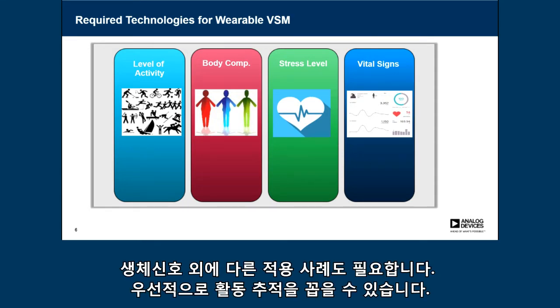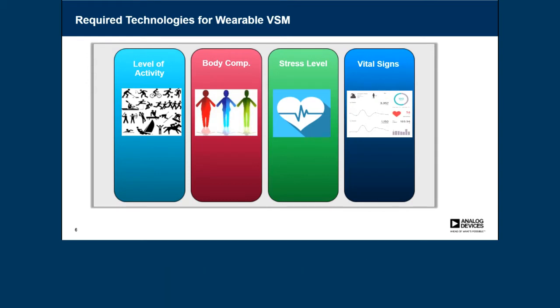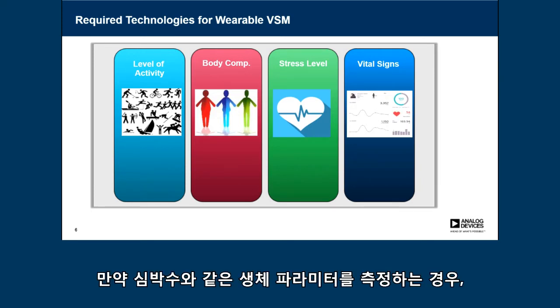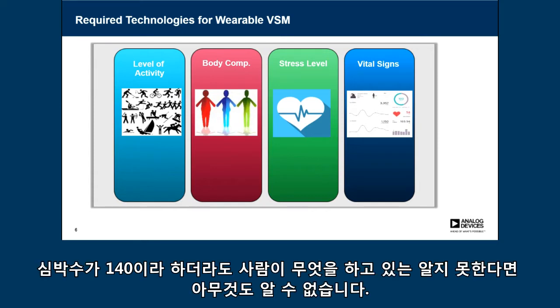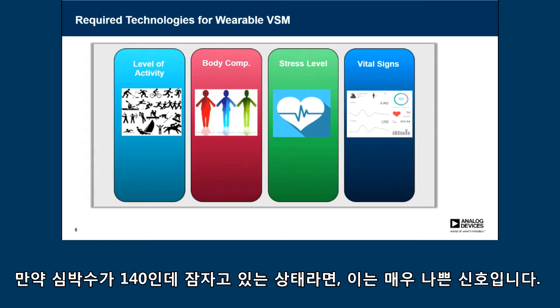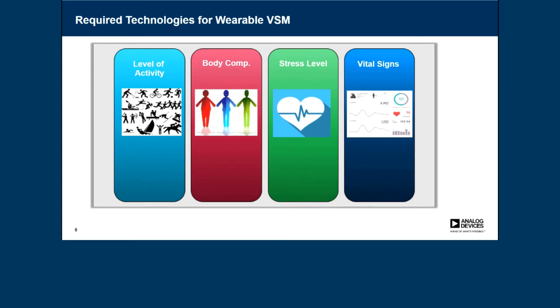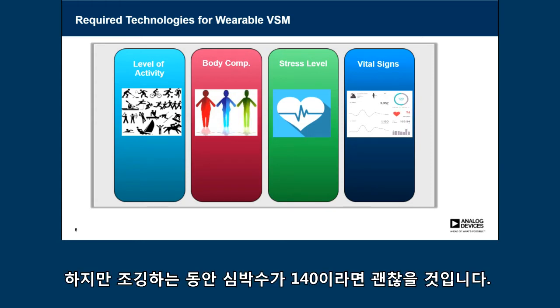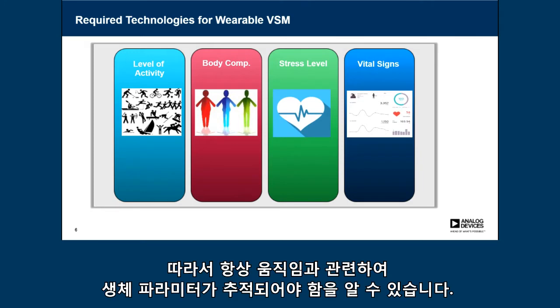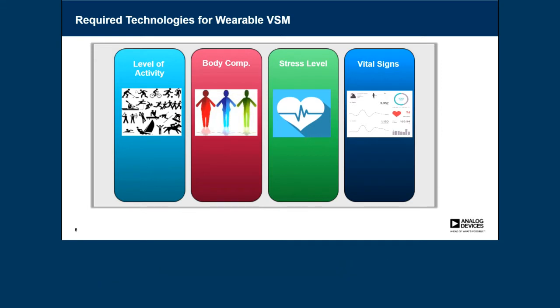Besides the vital signs, you need also other use cases. And first of all, that is activity tracking. And why is activity tracking so important? If you measure a vital parameter like a heart rate, and the heart rate is 140, it doesn't say anything unless you know what the person is doing. If you have a heart rate of 140 while you are in bed and sleeping, that is a bad sign. A heart rate of 140 while taking a jog, that will be fine. So always we see that vital parameter tracking is being done in relation also to motion.